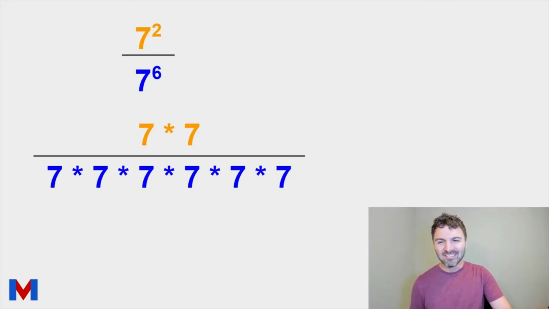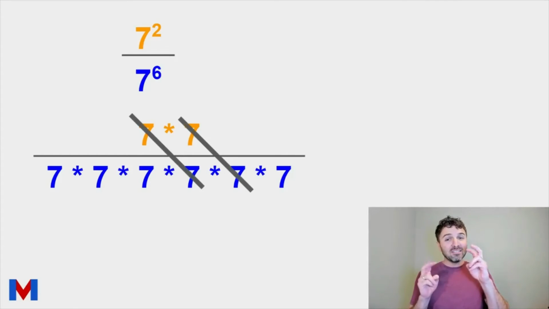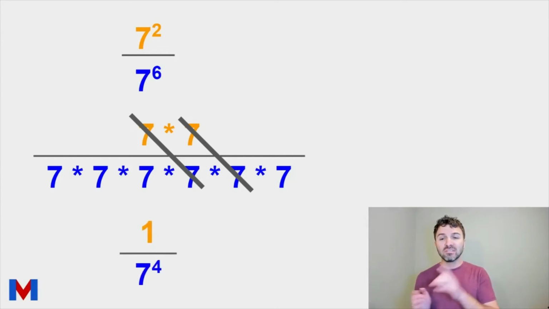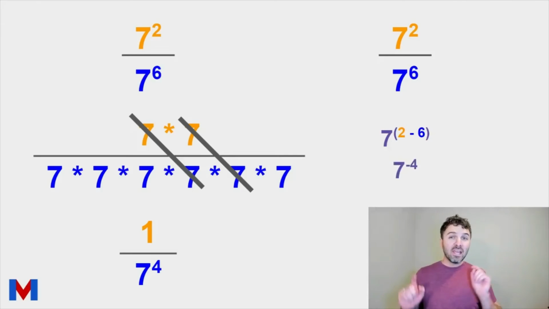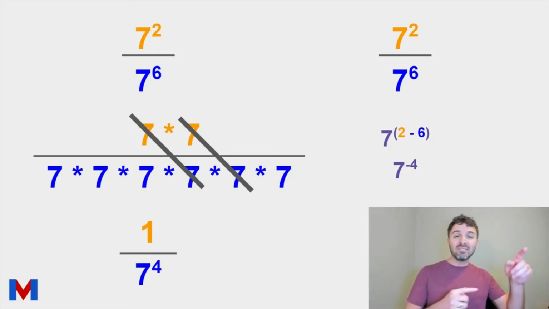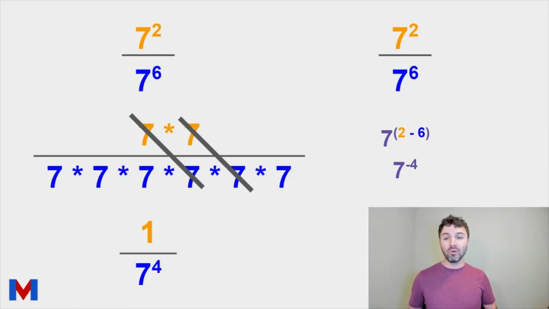All right, so again, we're going to have those canceling out, which is just 7 divided by 7 is 1. And then we're left with 1 on top, and then there's 7 to the 4th on the denominator. So 1 over 7 to the 4th. Let's try a more efficient way. 7 squared divided by 7 to the 6th. So we got 7 to the 2 minus 6, which is 7 to the negative 4th. And if you remember from our negative exponents video, that 7 to the negative 4th is the same as 1 over 7 to the 4th. So they both work out.